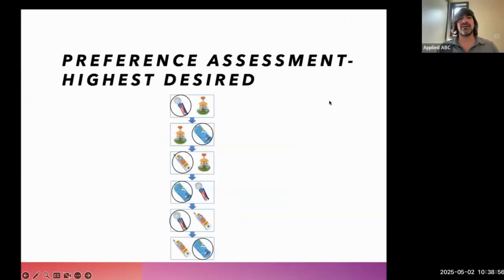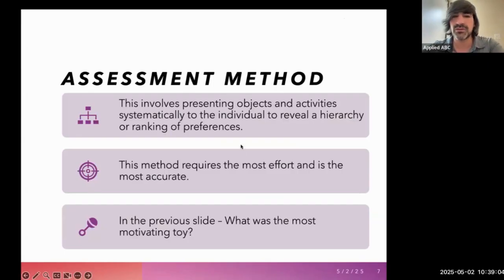Anyway, here is an example of a forced choice preference assessment. So we're going to describe it, and then we're going to go back. The forced choice assessment involves presenting objects and activities systematically to the individual to reveal a hierarchy of ranking or preferences. So you give a kid two things and you have them choose between them. You let them play with it for a little bit, and then you reset, you give them two things, and you take into account what's been chosen over what as you go along. It's deliberate, it requires the most effort, and it is the most accurate.